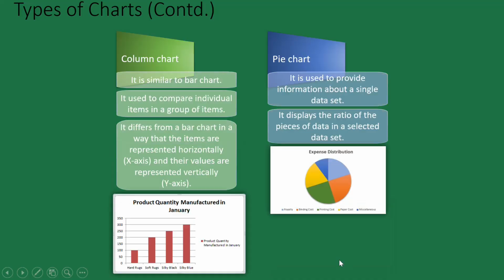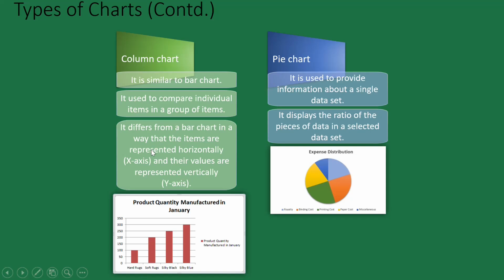Okay. Now, column chart. Most probably a question comes: what is the difference between column chart and bar chart? Interviewers discuss this question. It is similar to a bar chart and is used to compare individual items in a group of items. See, the definition is the same. The only difference is the axis: items are represented horizontally on the x-axis, but in a bar chart, items are on the y-axis and their values are represented horizontally. So as you can see here, it is just coming in the vertical form.